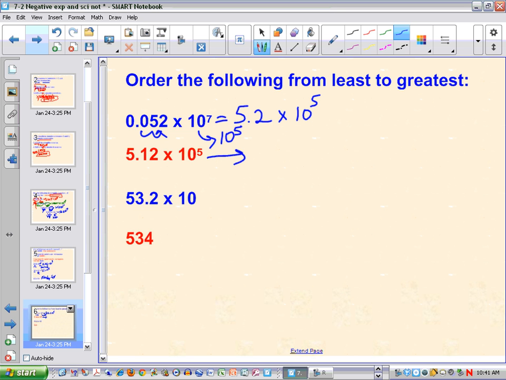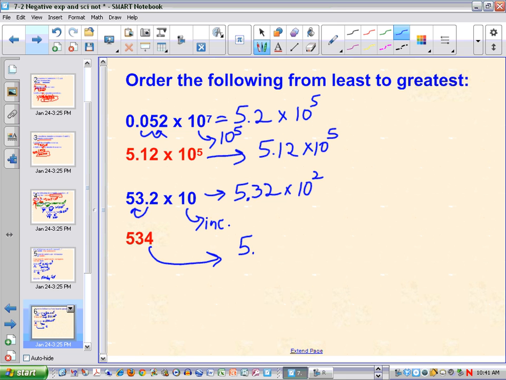This guy, 5.12. It's already scientific. Good for us. This guy, he'll become 5.32. In other words, he gets decreased by a factor of 10. So this guy needs to get increased by a factor of 10. So he'll become 10 squared. This guy, we know it needs to be 5.34. Well, that's really times 10 to the 0th, because it's times 1. So if we're going to decrease this guy by a factor of 100 to put the decimal here, this guy needs to be increased by a factor of 100. Which makes sense. 5.34 times 100 would give you 534. All right.